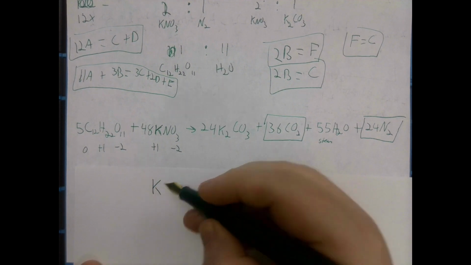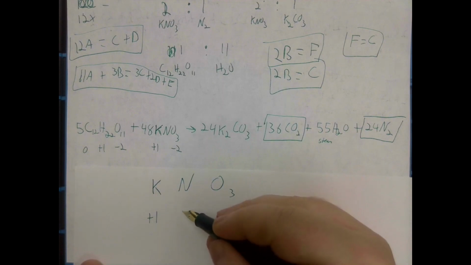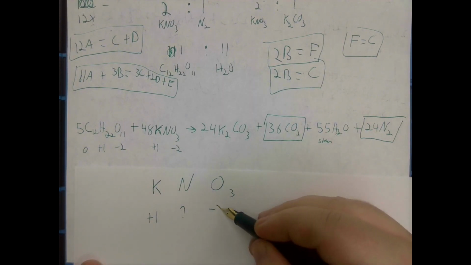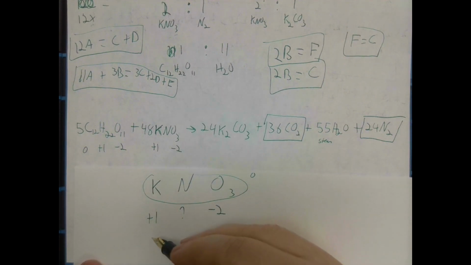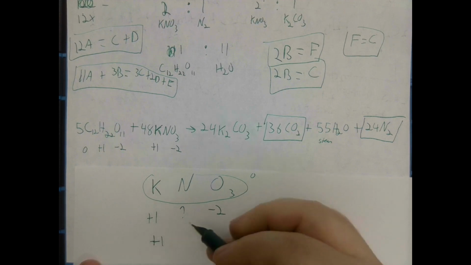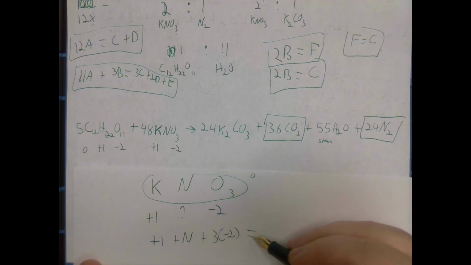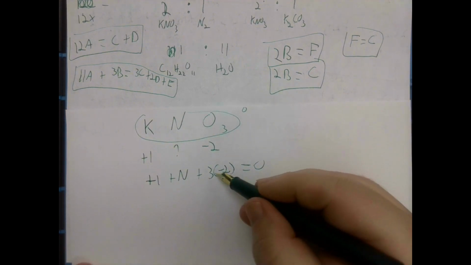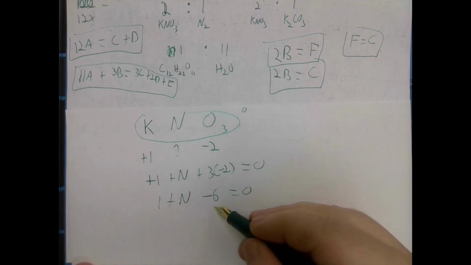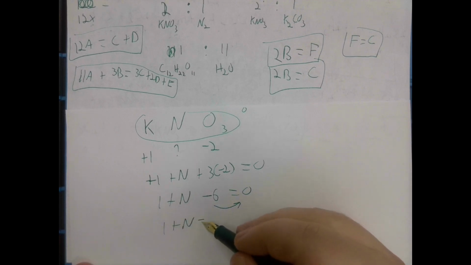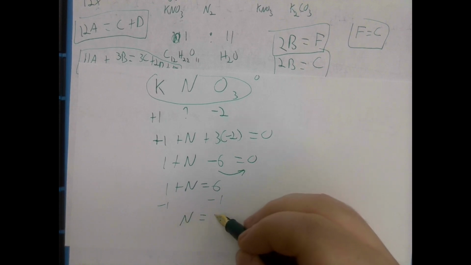So we have KNO3. This is +1. This we don't know yet. This will always be -2. And the charge up here is 0. So the sum of charges, so +1 plus wherever N is, plus there's 3 of them, 3 -2's, has to equal 0. 3 times -2 is -6. Moving the 6 over, 1 plus N is equal to 6. Minus 1 from both sides gives us N is equal to +5.